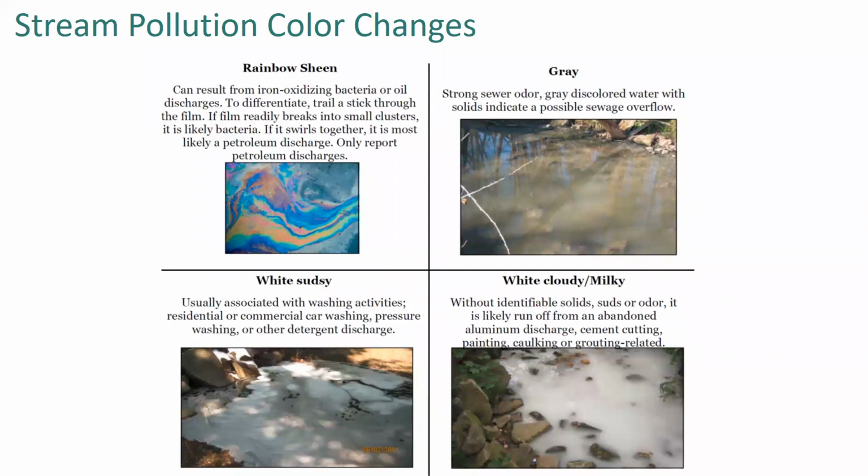And while both pictures on the bottom are white, they indicate very different things. The one on the left has a sudsy appearance, usually associated with detergents such as residential or commercial car washing, while the one on the right does not have suds and is most likely due to abandoned mine aluminum discharge.